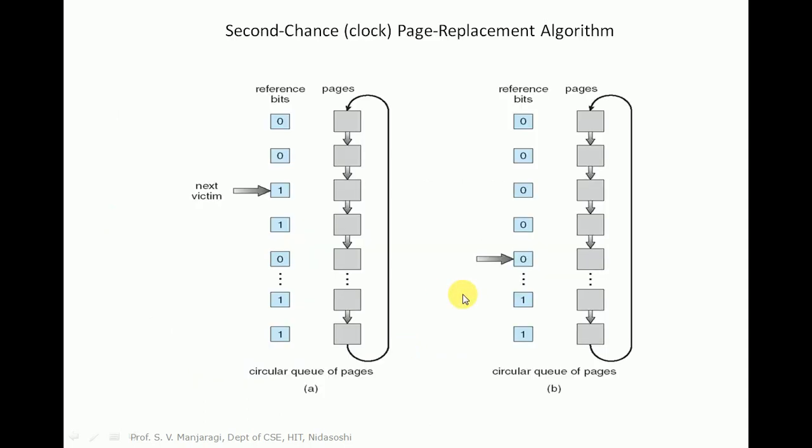Now let us see how it can be implemented. It can be implemented using a circular linked list as shown in the diagram. Basically a circular queue of the pages is maintained here. So these are the reference bits. If the reference bit is 0, we already know that we can directly go for replacement. If the reference bit is 1, so this is called the next victim.